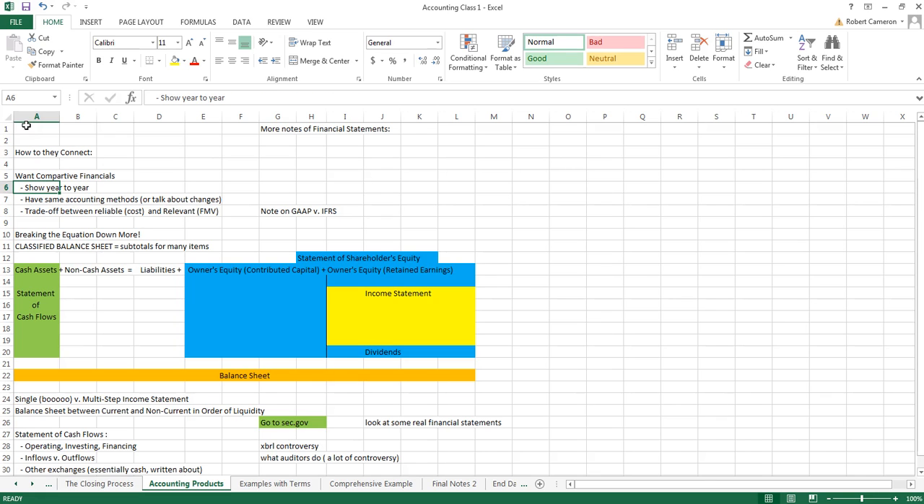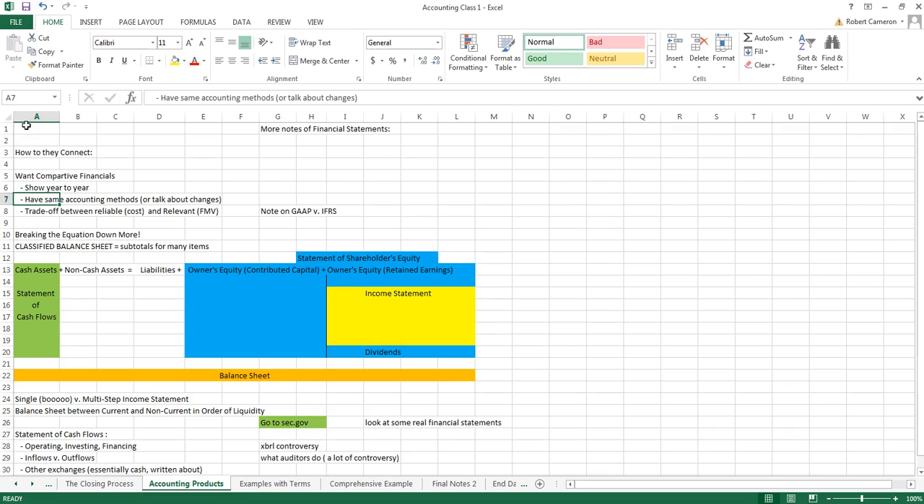For those to be useful, they need to have the same accounting method, or at least similar methods, or if you change them, or you had a choice and chose one way or the other, you're going to talk about that and make notes. That's something I want to bring up right now. Notes to financial statements are just as important as the financial statements themselves. So far we've gone over very basic accounting. I haven't really given any "you could do this way or that way," but just to give you an idea of what's going to come up.